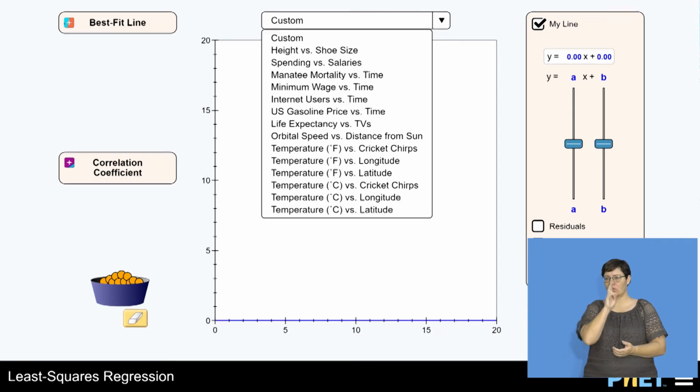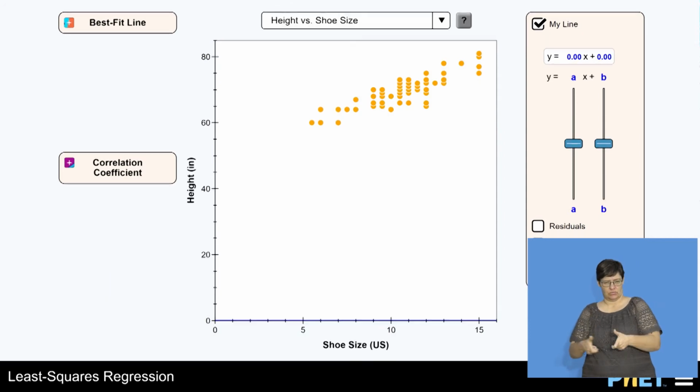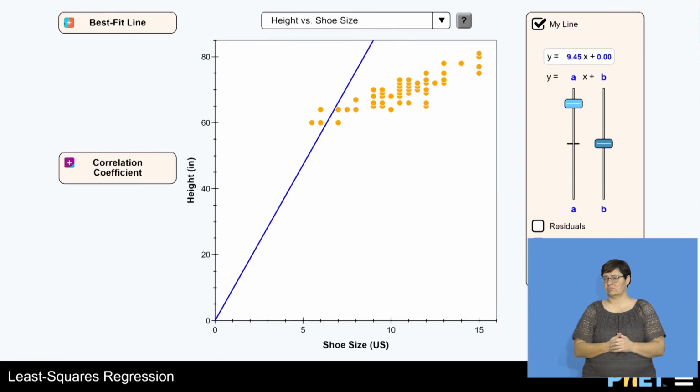Let's look at height versus shoe size. Height versus shoe size, the data looks like that. This is the shoe size and this is the height. We can see that the points are close together. If we draw a straight line through those points, we're going to get a positive gradient. I can try something like that.